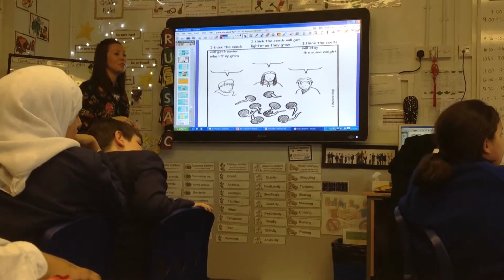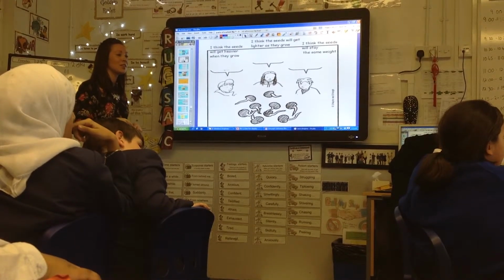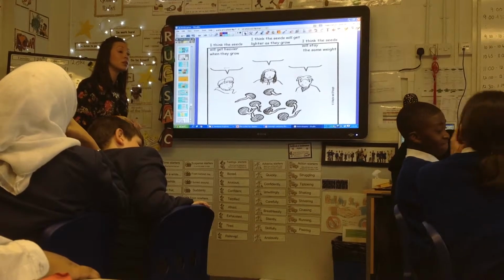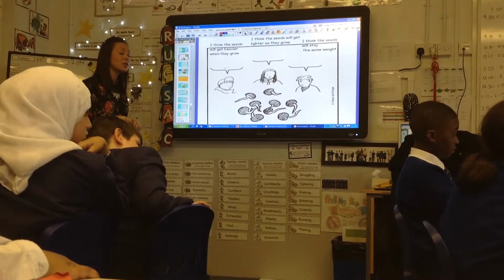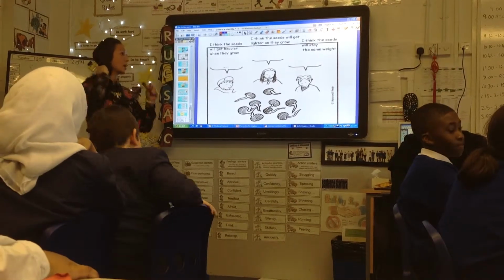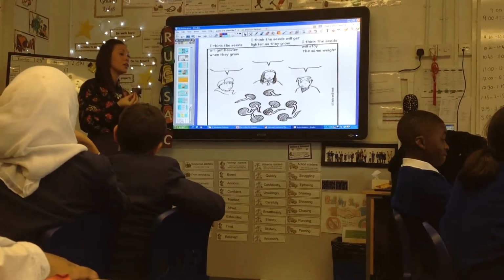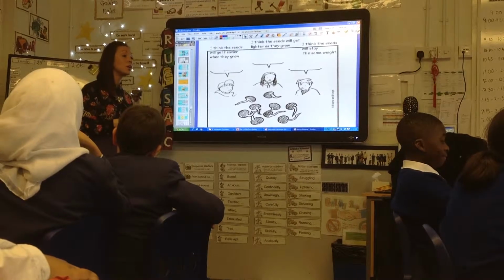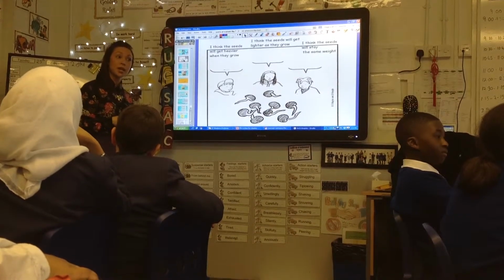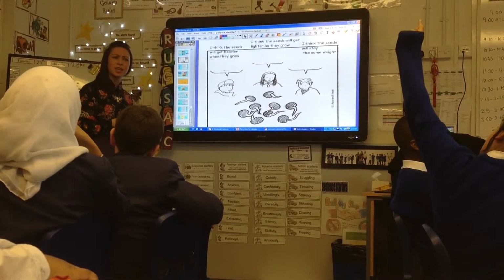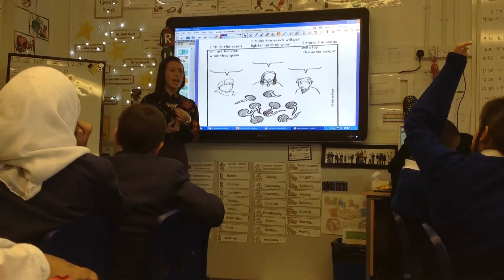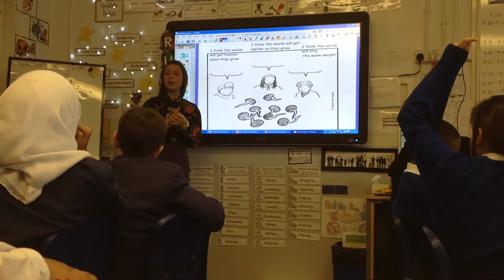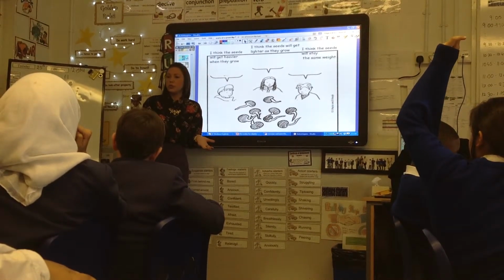I think the seed will get lighter as they grow, because when the seed grows, the light gets its way out of the seed. Okay. So it gets lighter and lighter and lighter until the plant grows. Okay, who might disagree with that then? So he's saying it'll get lighter as it grows because as the stem begins to shoot up, there's less in the seed. Who disagrees? Noel?